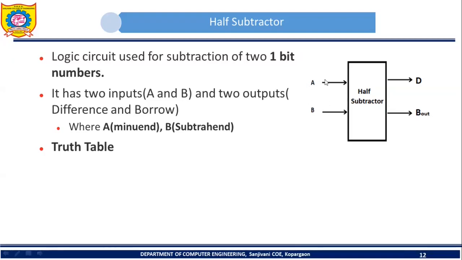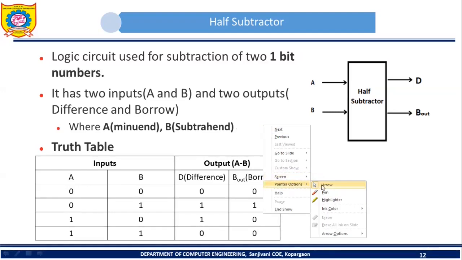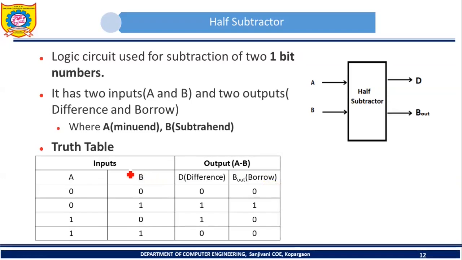So as half subtractor has two inputs and two outputs, how many columns will be present in this truth table? 4 columns. Okay. Now see 1, 2, 3, 4. So first of all, in order to design this truth table, we should write all input combinations. As there are two inputs, how many input combinations are possible? 4 input combinations: 0 0, 0 1, 1 0 and 1 1. Then you have to write corresponding output for each input combination.